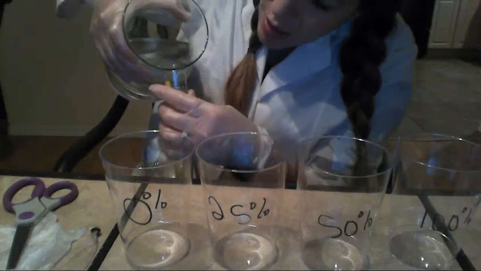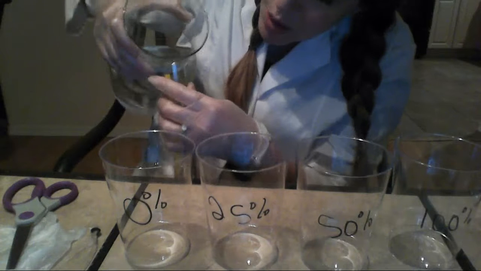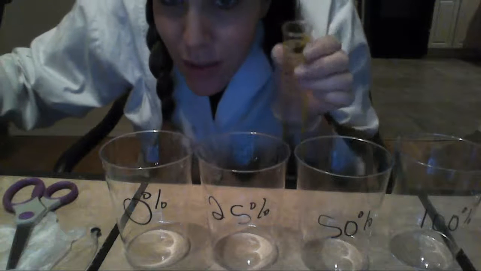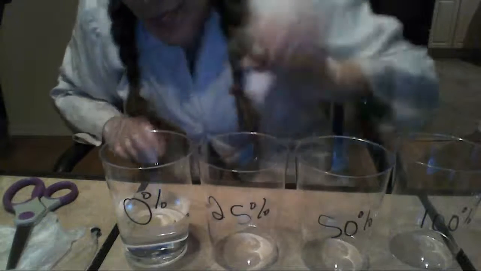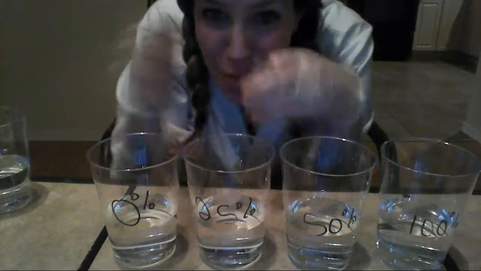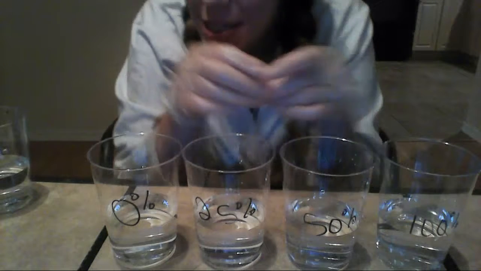Pour the water into the 100 milliliter graduated cylinder. Make sure you're reading the bottom of the meniscus. Make sure the bottom of the meniscus is right at 100 milliliters. Mine is. See if you guys can see that. Okay, and now I'm going to pour it into the cup. Now I'm going to repeat that same thing with the other three. Be right back. Okay, so I have 100 milliliters of water in each of my 4 treatments here.